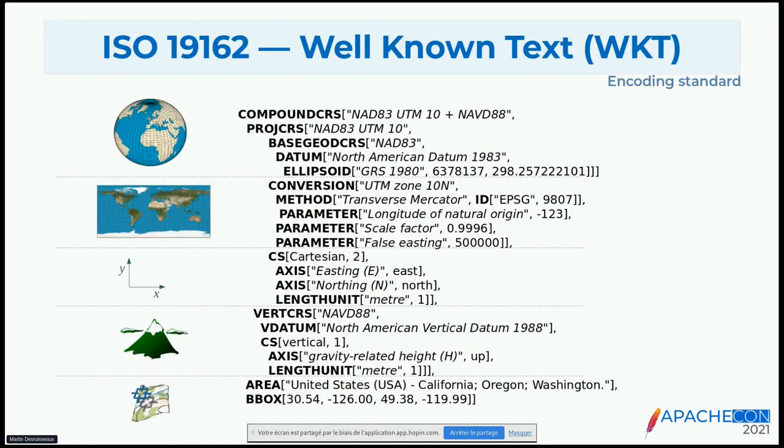The well-known text can also be seen as a kind of implementation of this standard. In this case, the implementation is how we represent that in a text format. So in this slide, I am showing the components of a coordinate reference system definition, a three-dimensional one, having a projected, a map projection, and a height, and metadata saying where this projection is suitable.